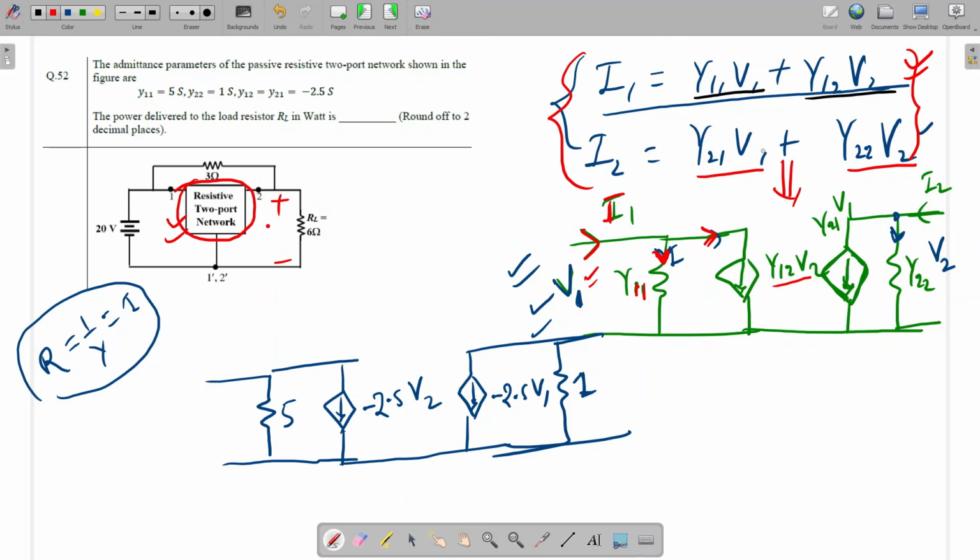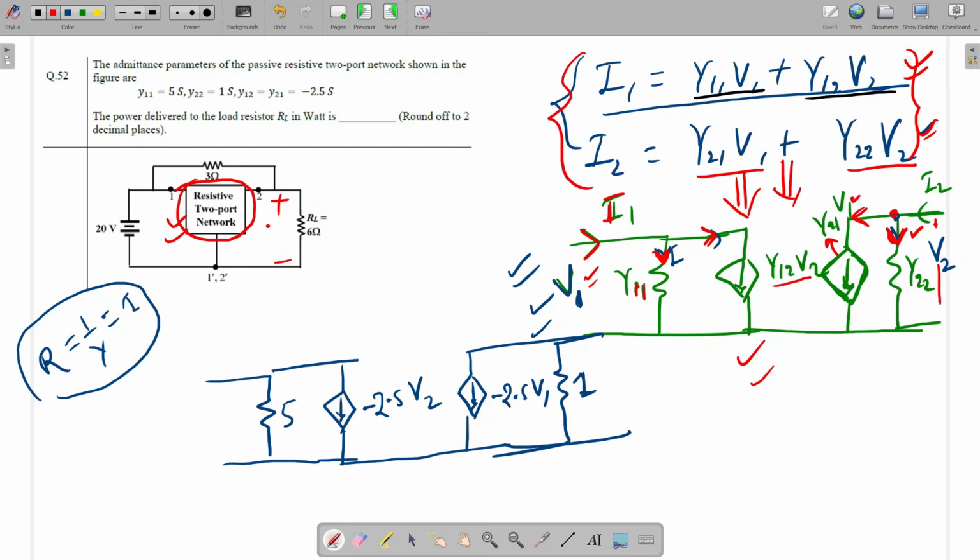I2 is equal to Y21 V1 plus Y22 V2. So this voltage is V2 here at port 2, so Y22 into V2 will be this current. And this current I have already written here, this one, Y21 V1. So at the node, I2 is equal to Y22 V2 plus Y21 V1. So this equation is also satisfied here. So this two-port Y parameter network I have converted into this model.